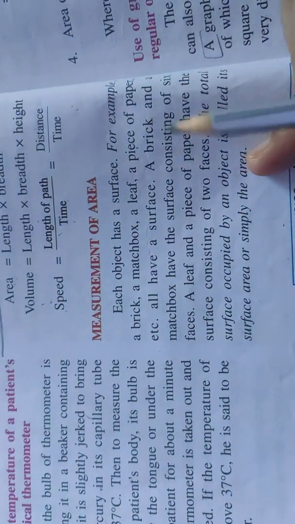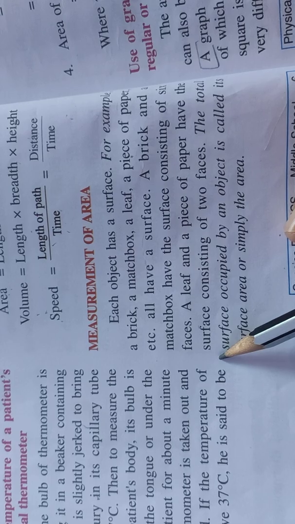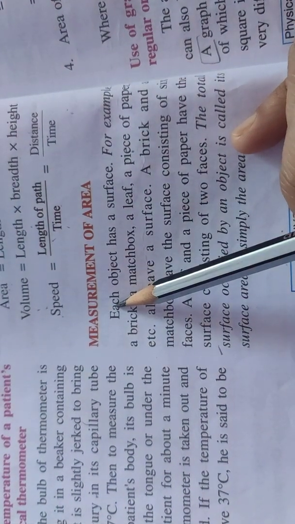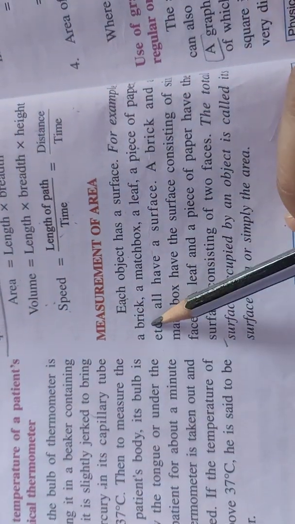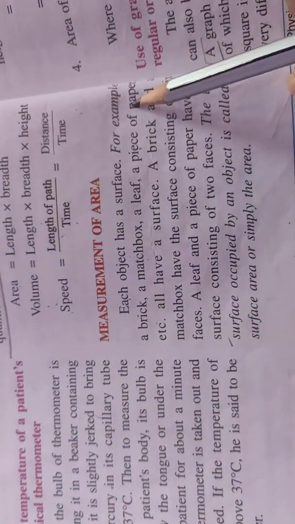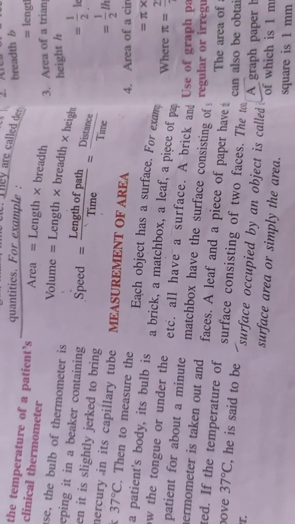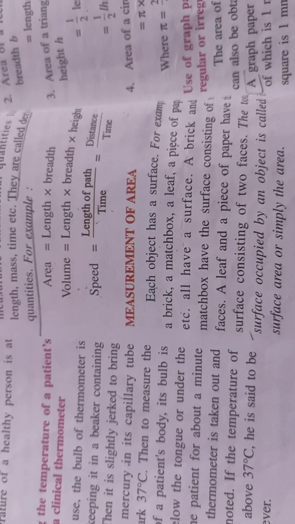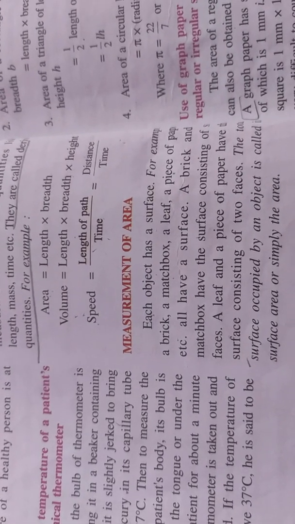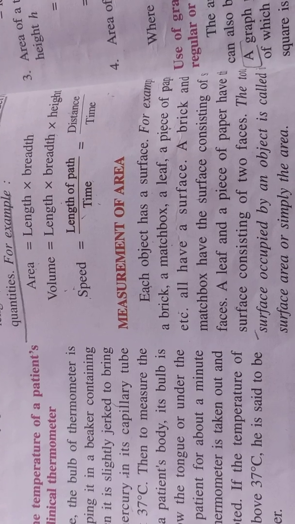See, a brick and a matchbox have the surface consisting of 6 faces. ठीक है, सरफेस एरिया क्या होता है, सरफेस क्या होती है? Each object has a surface. ठीक है, जैसे हम ब्रिक है, मैच बॉक्स है, लीफ है, पीस इन अ पेपर, they all have surfaces. So a brick has 6 surfaces. So how is it 6 surfaces?